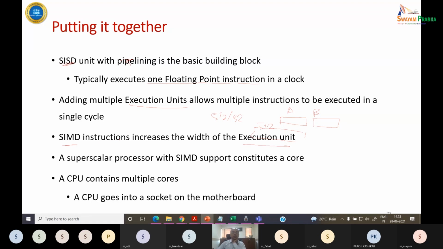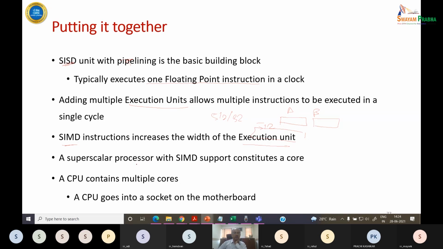So you not only increase the number of execution units, you made them wider to operate on parallel data. But remember, only SIMD instructions can work on it. The data should be like that. That streaming data, audio, video, they will be using this. Not all data can use it.